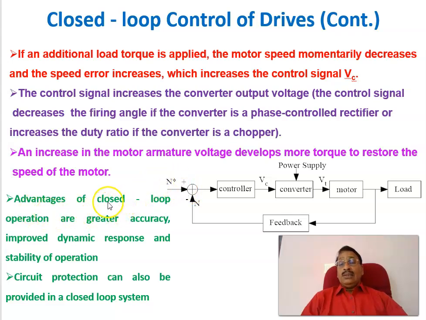Now, the advantages of closed loop operation are, one, that it has greater accuracy, improved dynamic response, that is, responding at a much faster rate, and stability of operation, the stability of the system also increases. Another advantage is that circuit protection can also be provided by using the closed loop system. There are a lot of advantages of introducing a closed loop system in a motor drive system.